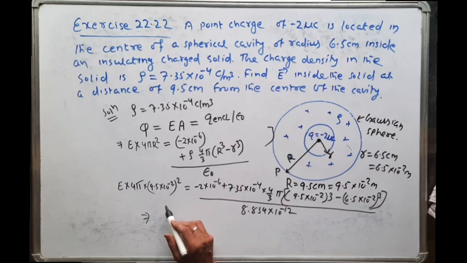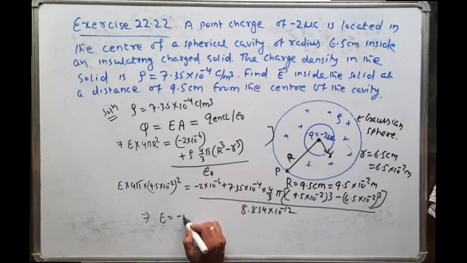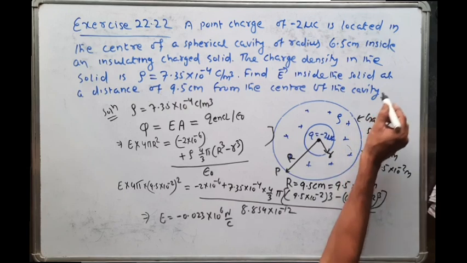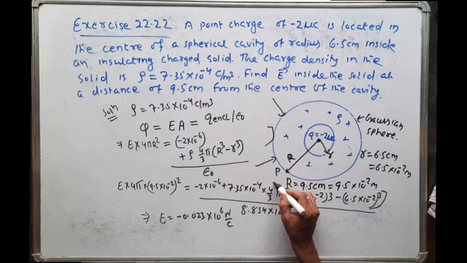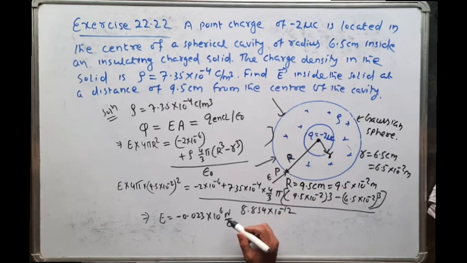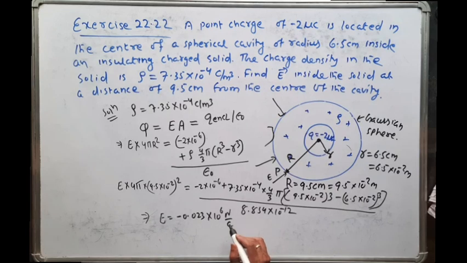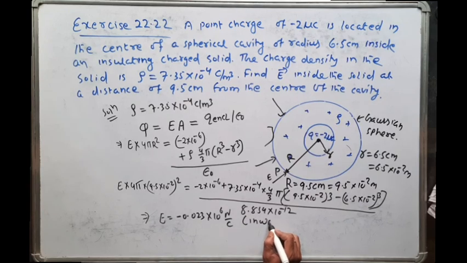So after calculation I got E equal to minus 0.023 into 10 to the power 6 Newton per coulomb. Minus indicates the electric field intensity is towards this Gaussian surface. So that means this is the electric field intensity direction. At this point P, the electric field intensity is towards the center, or you can say the electric field intensity is inward. Minus means electric field intensity is inward.